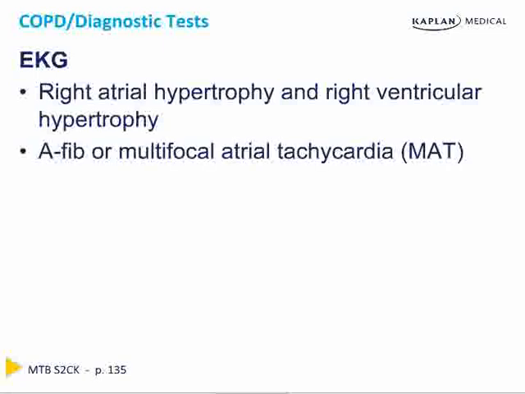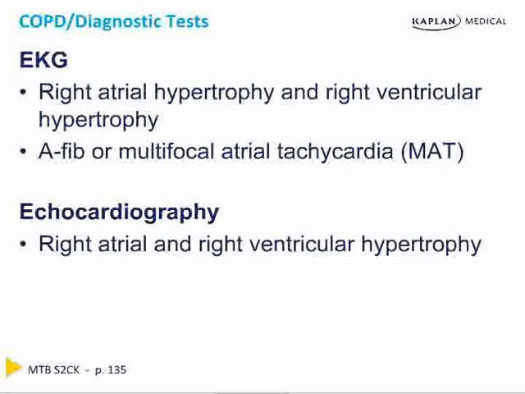Sometimes patients with COPD can end up in atrial fibrillation or a multifocal atrial tachycardia, and MAT in particular is very commonly associated with lung disease. The echocardiogram will show right atrial and right ventricular hypertrophy, as well as evidence of pulmonary hypertension.